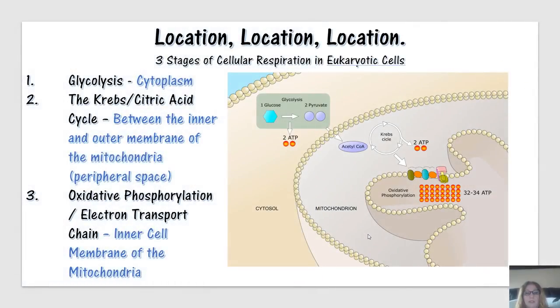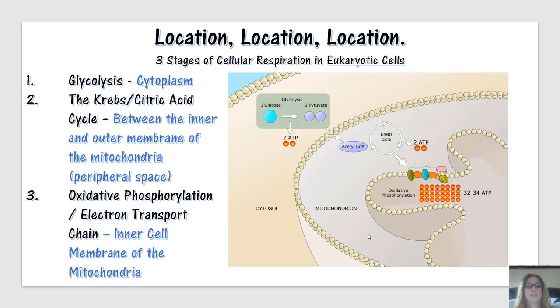Okay. So let's take a moment to talk about location. The location is going to vary depending on whether we are in a prokaryote, such as a bacteria or an archaea cell, or if we are in a eukaryotic cell. So location, location, location. Let's look at the three stages of cellular respiration, and let me define where those different stages take place.